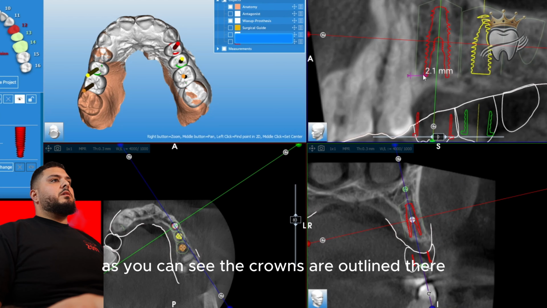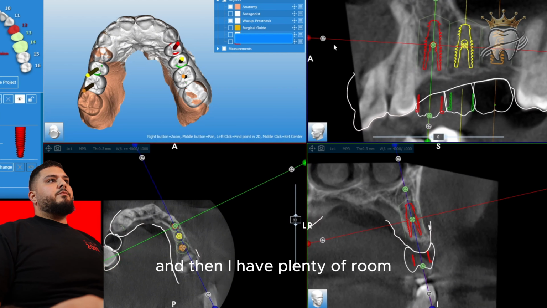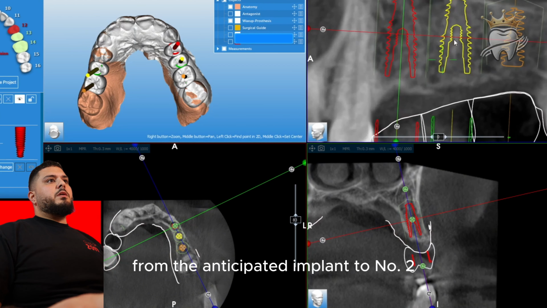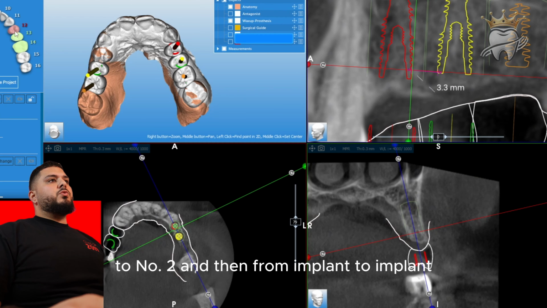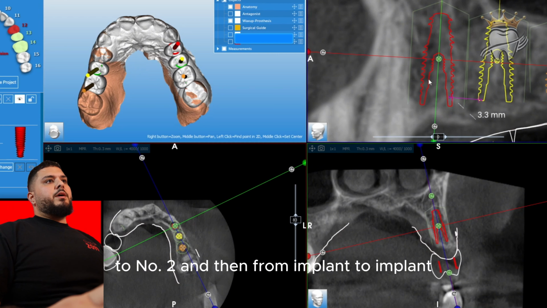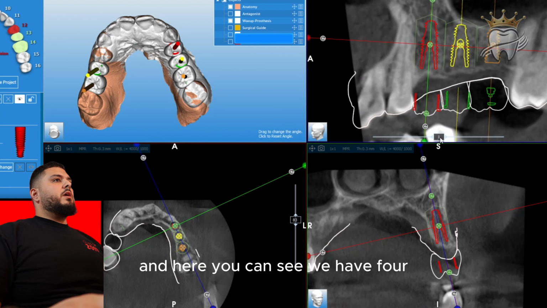As you can see, the crowns are outlined there to see where they would be, and then I have plenty of room from the anticipated implant to tooth number 2, and then from implant to implant, obviously you need a minimum of 3 millimeters. And here you can see we have 4.